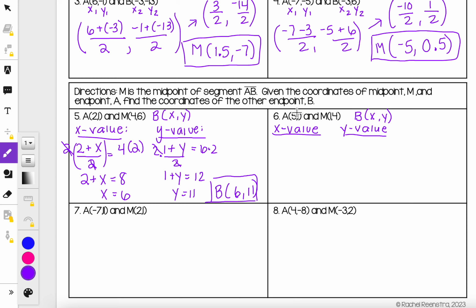So we're going to have 5 plus x divided by 2, and the answer is going to be 1. Multiply both sides by 2, so 5 plus x equals 2. And here I'm going to get x equals -3. For my y value, I have 1 plus y divided by 2 equals 4. So 1 plus y equals 8, and y equals 7. So the coordinates of B are going to be -3, 7.